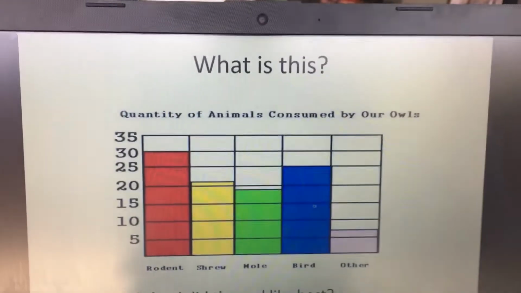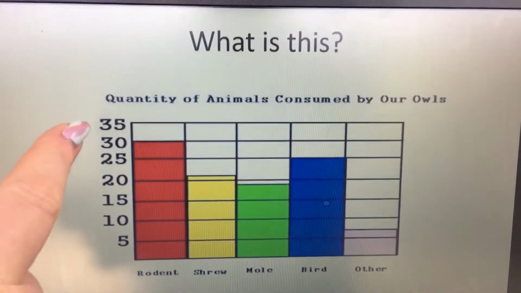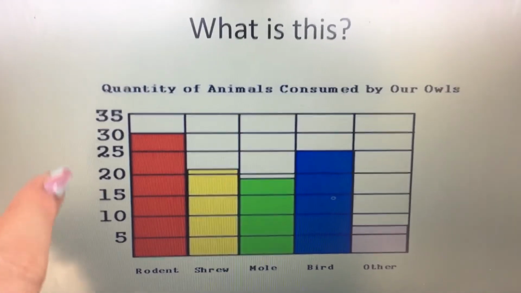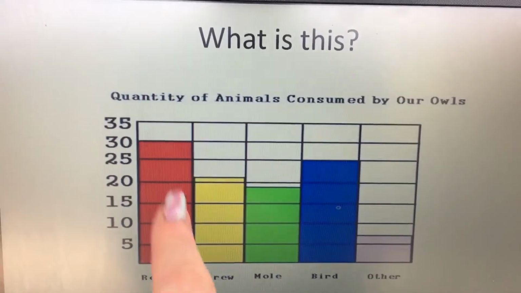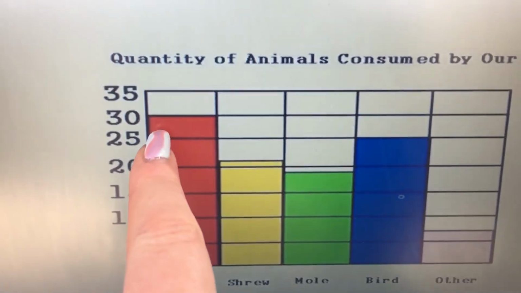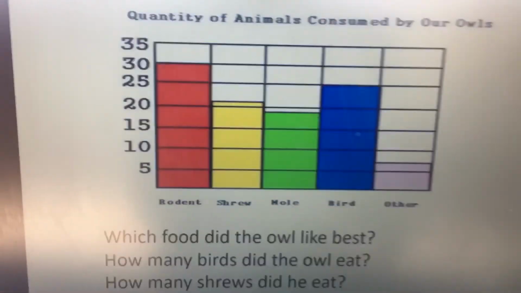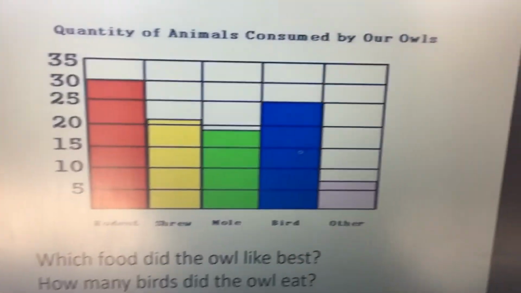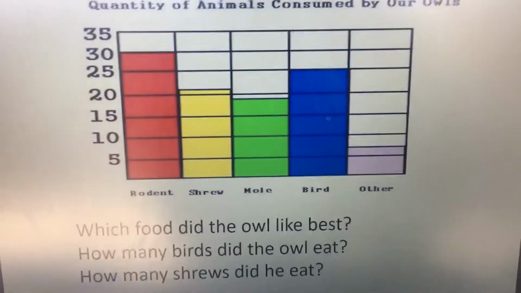Okay, so I'm hoping you will have looked up this side to see the total amount of animals consumed by the owls. And if you notice, the highest bar that goes up is rodent. And it goes up to 30. So 30 rodents were eaten by the owls. That was the food it liked the most.